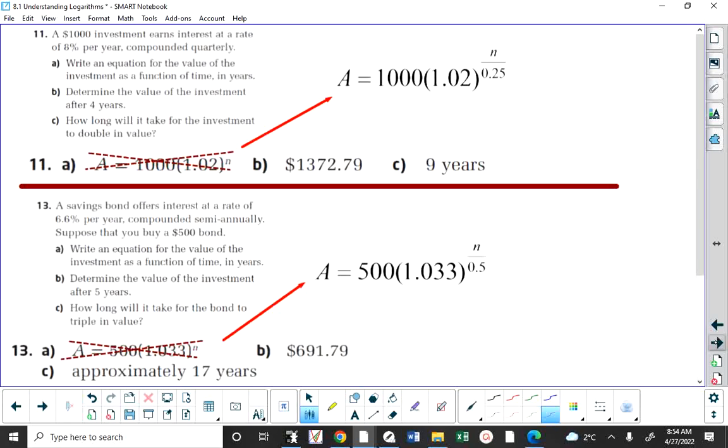And I don't know if I assigned 13 as well, but 13 suffers from the same problem in the textbook. The authors know what they're doing. They just made a little mistake, which we all do. Any other questions from yesterday's work?